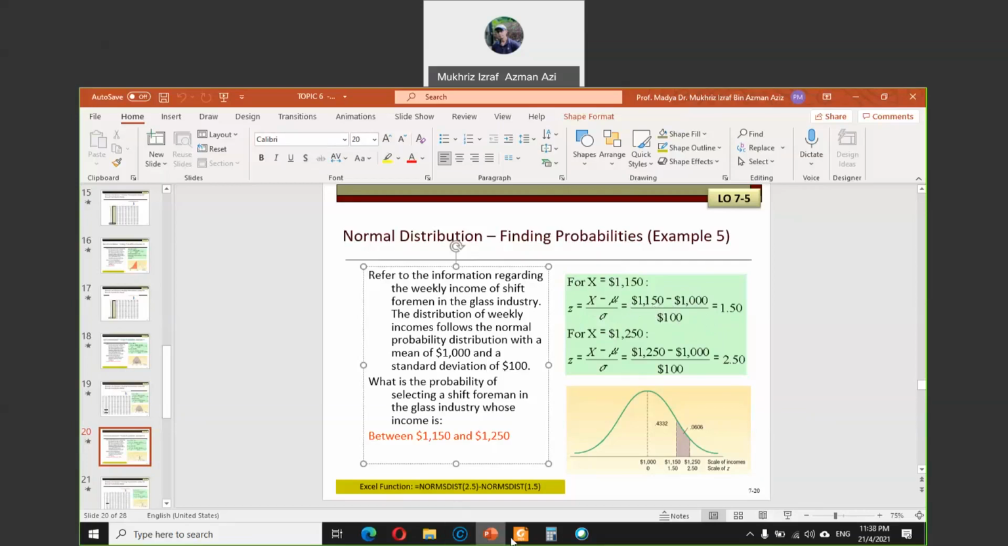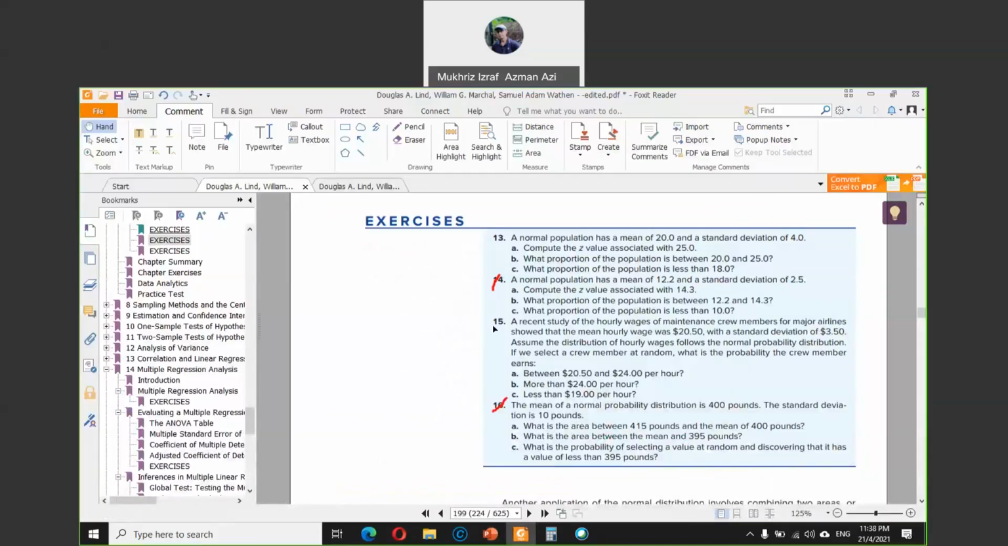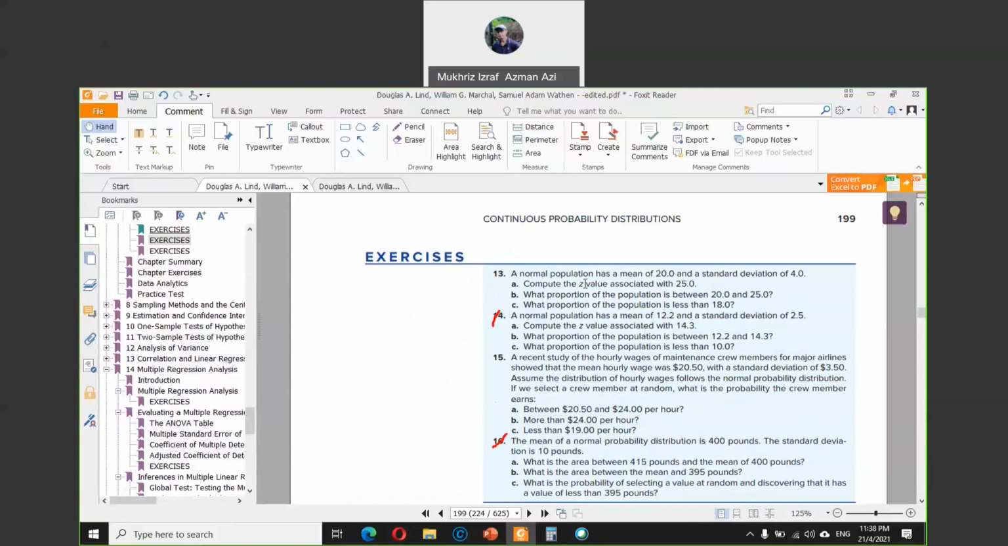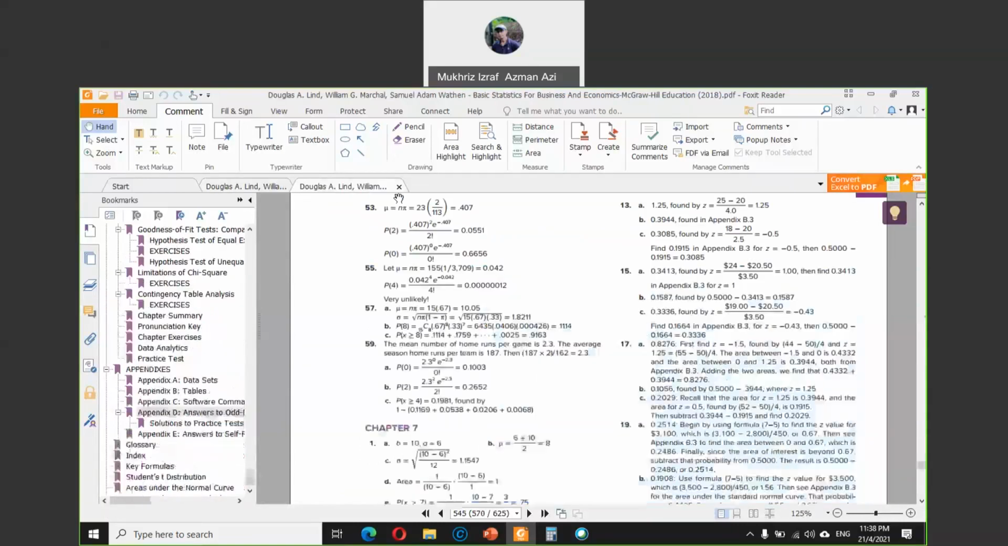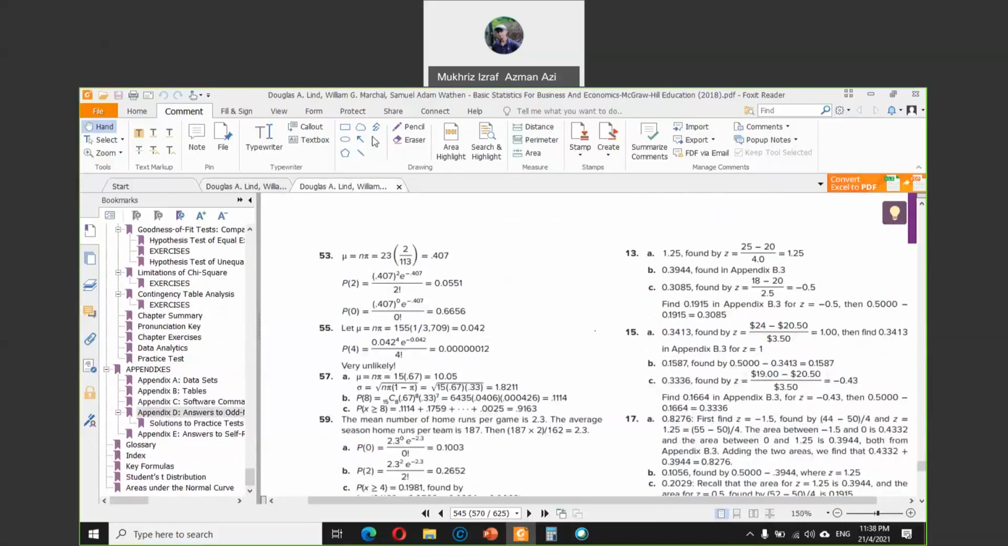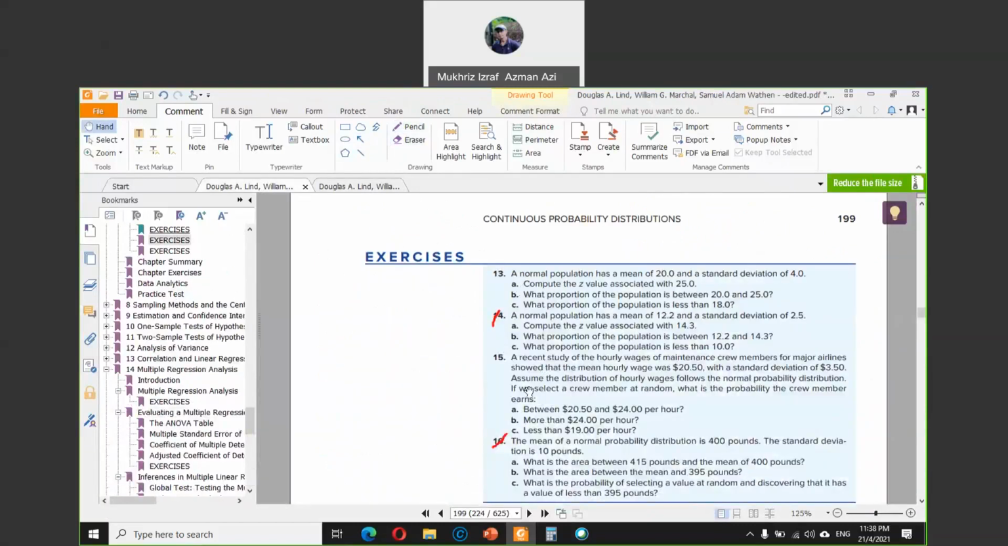So let's take a look at question number 13. I already opened two side by side, so you can see the solution here. Questions 13 and 15 both have answers at the back. The ones that I want you to do are the ones without the answers. Of course, let's look at question 13 first.